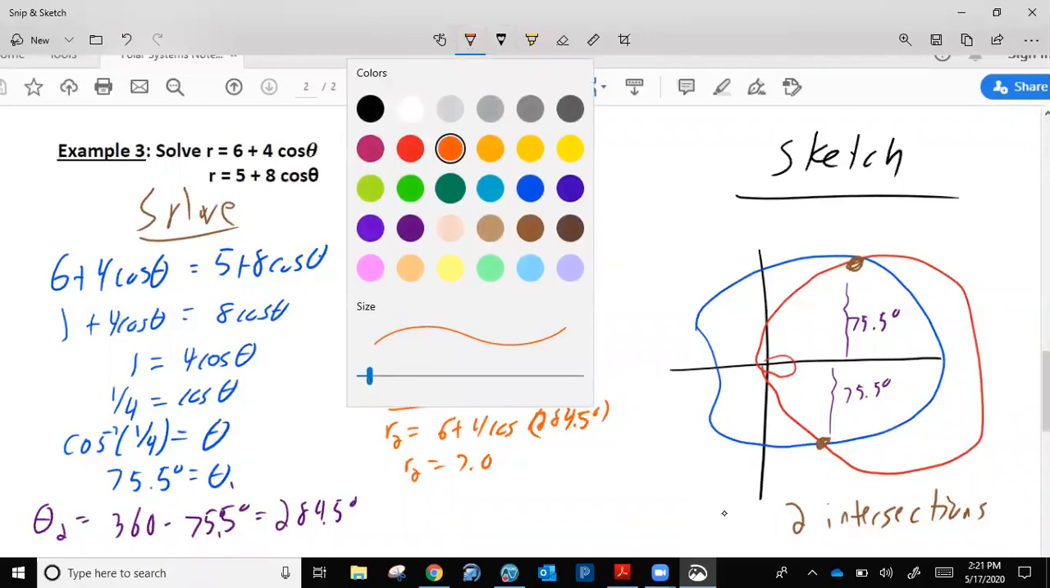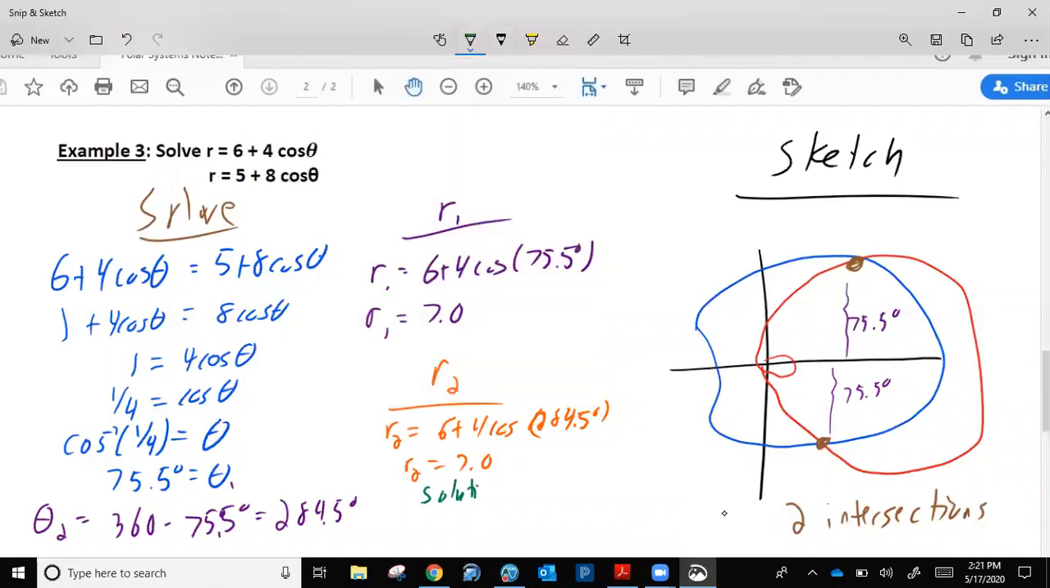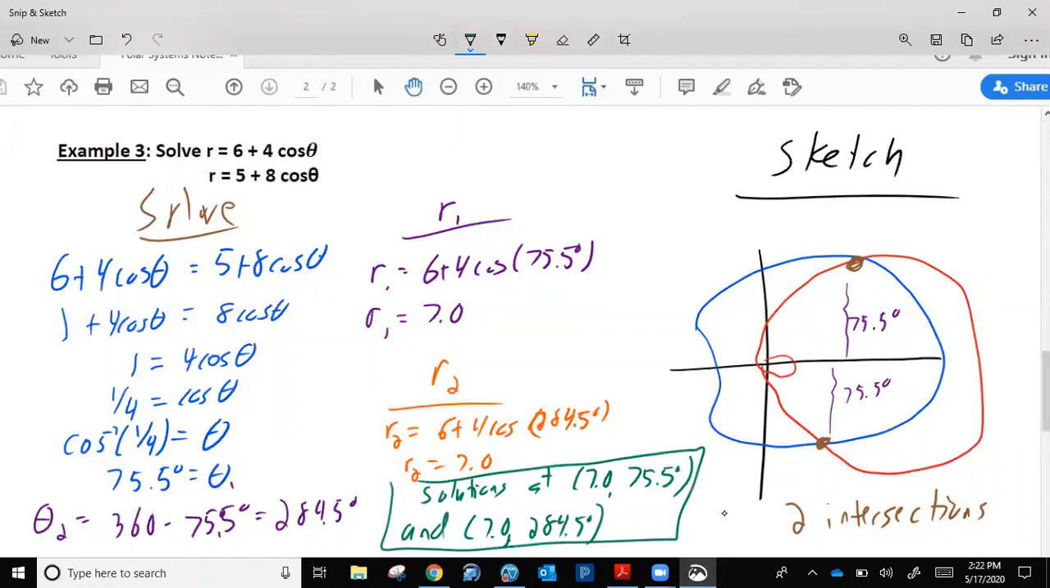So closing up here, we have solutions at 7.0 radius, 75.5 degree angle, and 7.0 radius, 284.5 degree angle. Just like the last one, both solutions corresponded with our points of intersection. This last one we're going to work on is not going to be that way. I just want to show you what can happen and why you have to kind of have a picture and some work on the side to make these go.